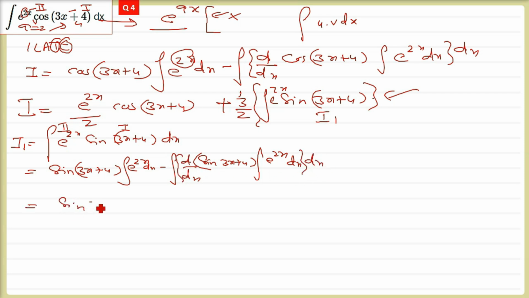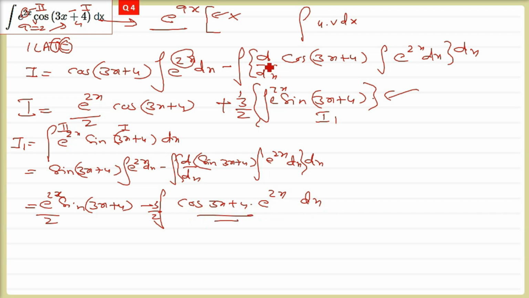So it will be sin 3x plus 4 times e raised to x divided by 2, minus d by dx of sin 3x plus 4, which is cos 3x plus 4. Then 3x plus 4 will be differentiated again, so 3 will come outside. e raised to x will again be e raised to x by 2, and I am bringing the 2 outside again. So this is the integration which we called I1. Now, what was I1? I1 is e raised to x divided by 2 sin 3x plus 4 minus 3 by 2, and this is I only, so I am writing I.